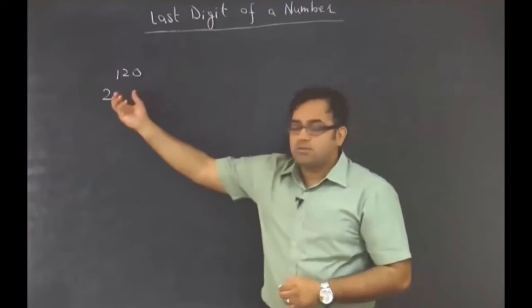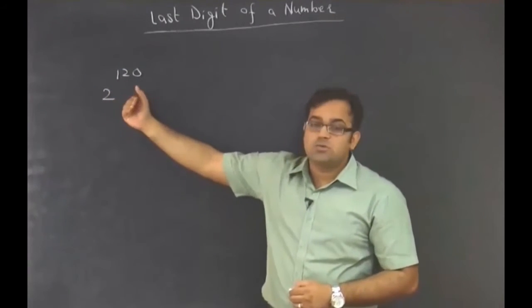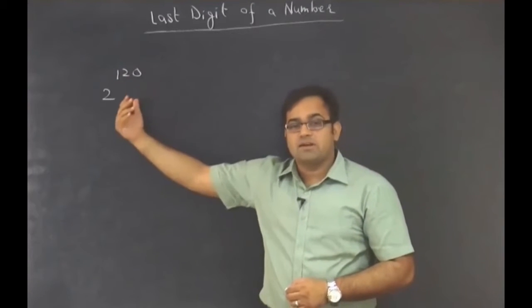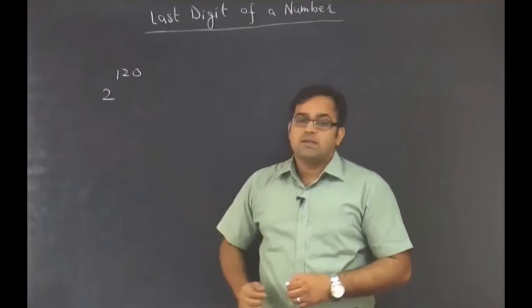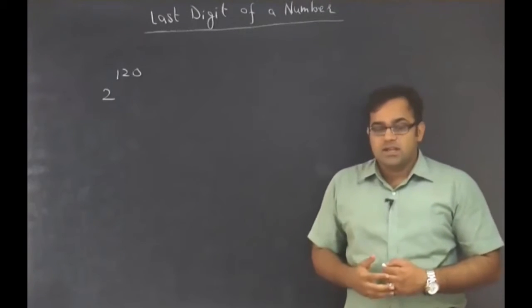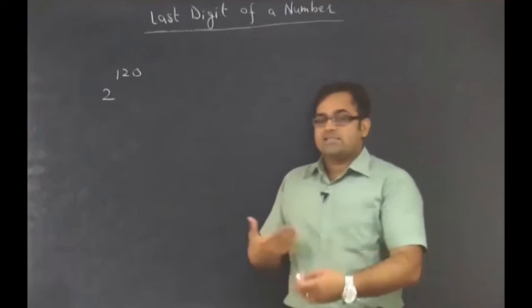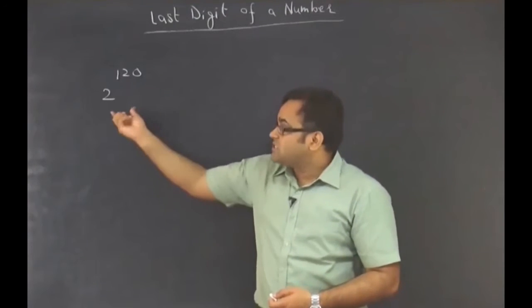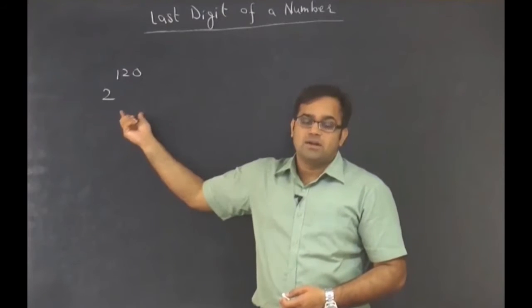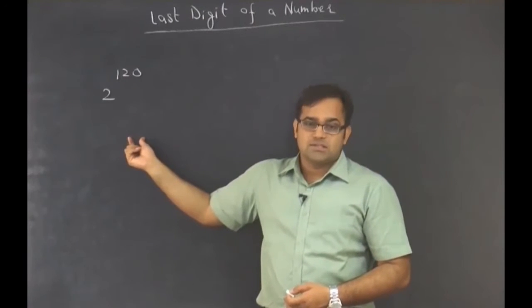Naturally, had this power been smaller, let's say 2 to the power 3, power 5, power 10, it may be possible for me to actually calculate the complete number and then see what is the last digit. However, as the powers increase, it may not be possible for us to physically calculate the number and then see what will be the last digit.